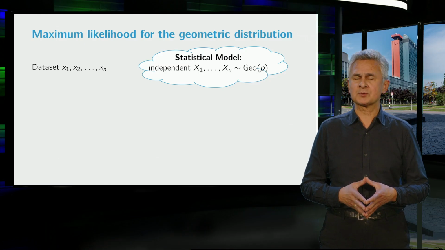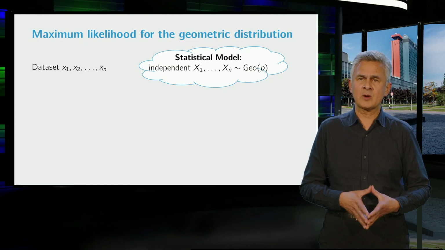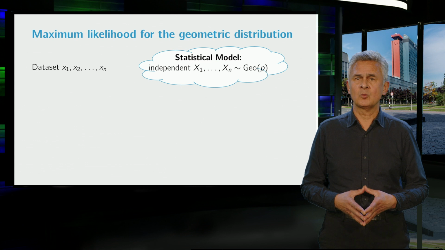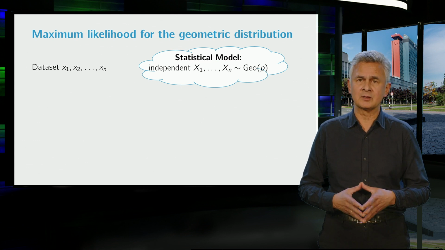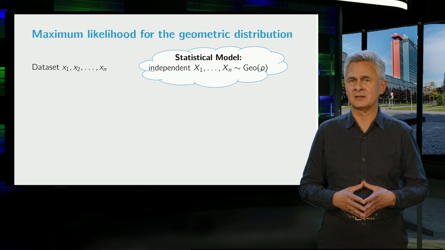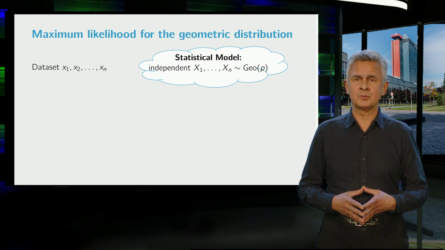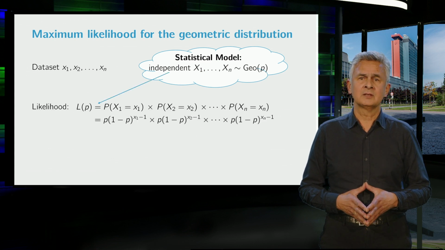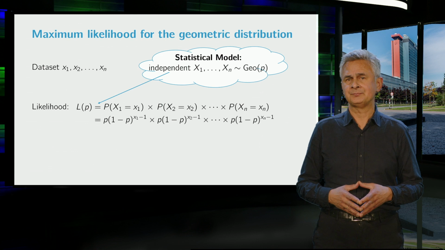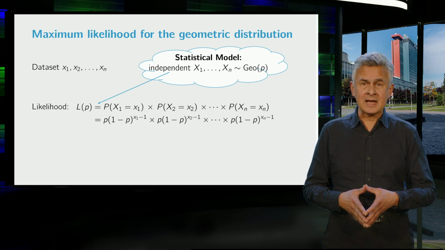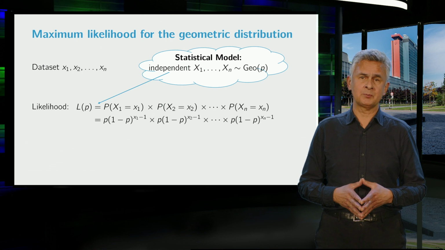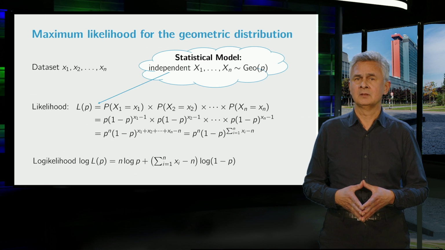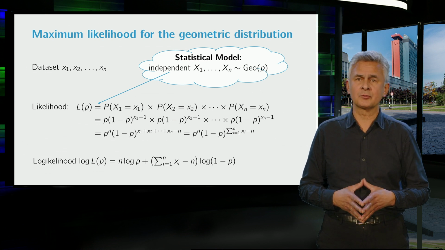Now suppose we do not have observations 64, 3 and 12, but a data set small x1 up to small xn, which we model as realizations of independent random variables capital X1 to capital Xn, each having a geometric distribution with parameter p. In that case, the likelihood is given by the following product. Again, it can be simplified by merging all terms with p and merging all terms with 1 minus p. The log likelihood is then equal to the following summation.